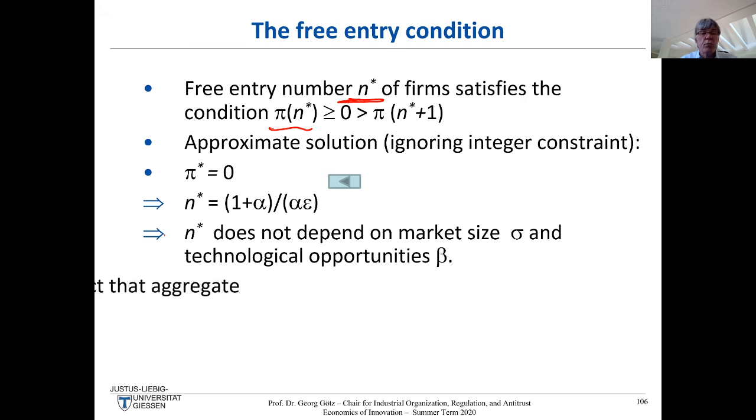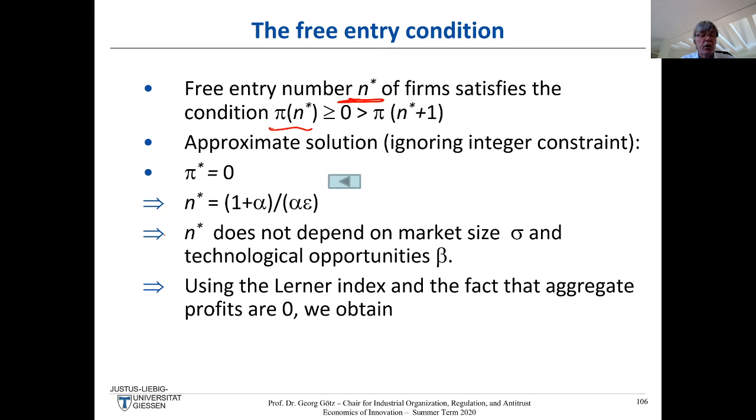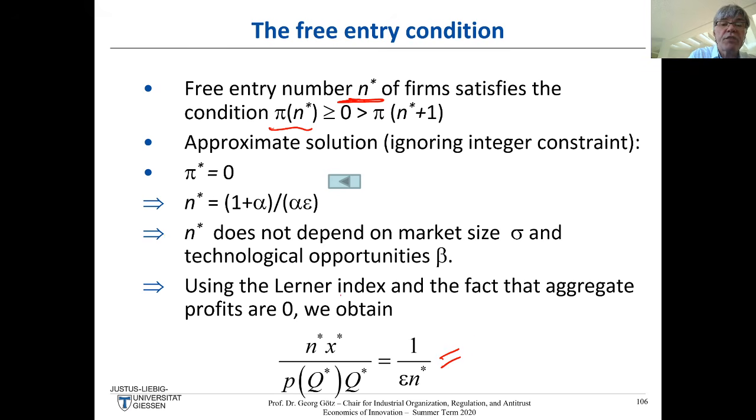And what I'm showing you right now is, if we do some manipulations, which is actually straightforward, what you saw is that this expression is nothing else than P minus C over P, which is nothing else than the Lerner index.